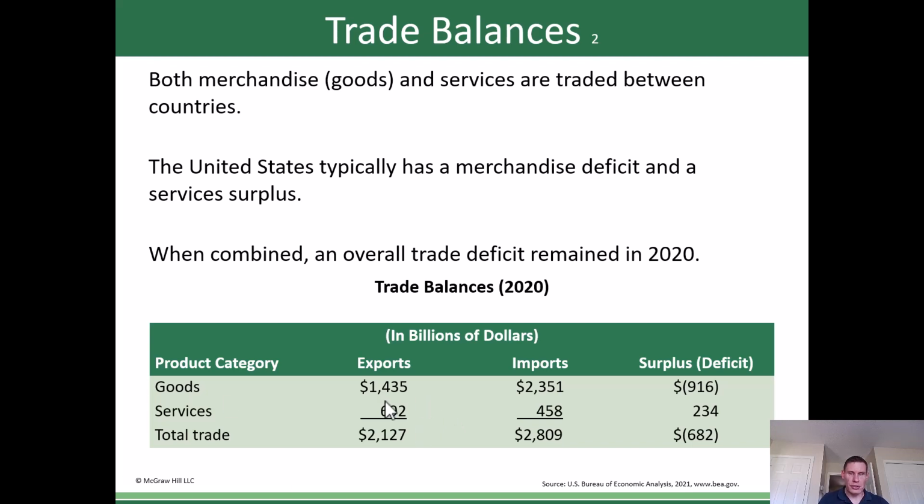So you can see here, like goods. Look at the exports 1435, imports 2351. So obviously there's a big surplus, a bigger deficit, excuse me. That's why that 916 is negative, in parentheses. For services, 692 exported out, 458 coming in, so we have a services surplus. If we net those goods deficit and services surplus against each other, we get a total trade deficit of 682.